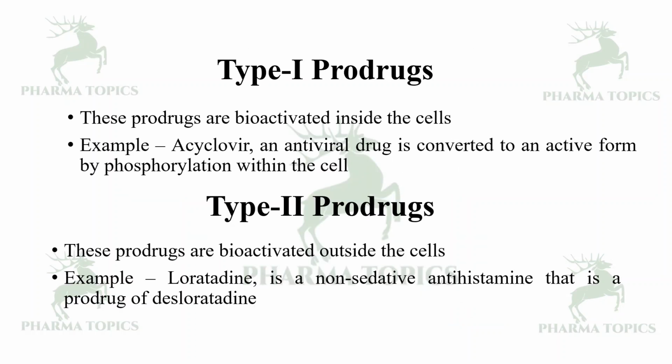Apart from this, there are some classifications. Type 1 prodrugs get bioactivated inside the cells. We have seen type 1 and type 2. Example for type 1 is acyclovir, an antiviral drug, which gets phosphorylated inside the virus-infected cells. Type 2 prodrugs are bioactivated outside the cells. Example, loratadine is a non-sedative antihistamine that is a prodrug of desloratadine.